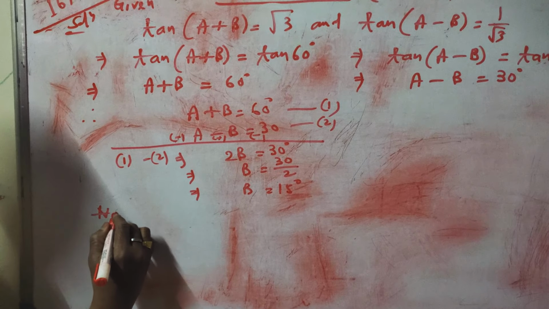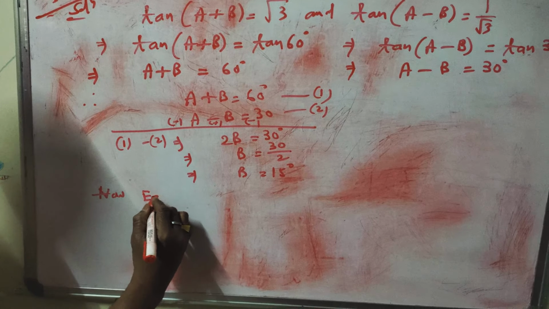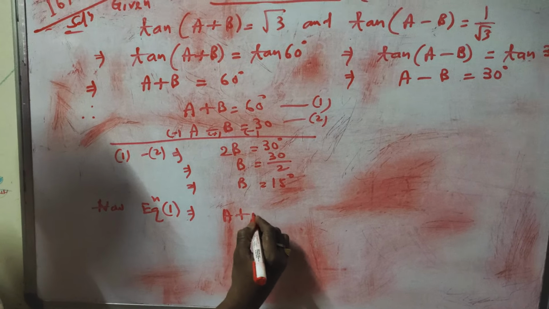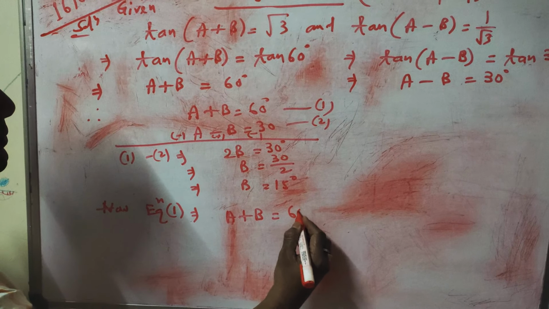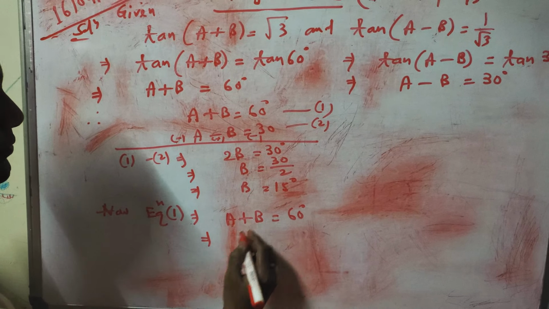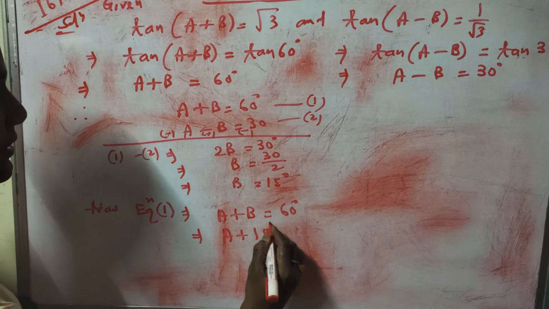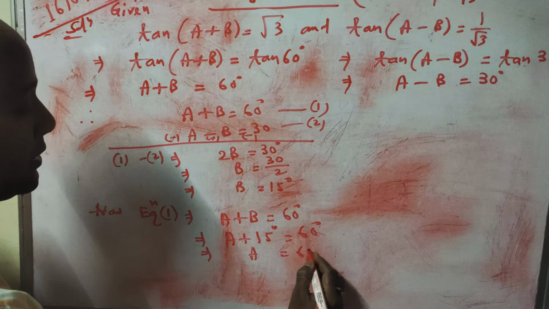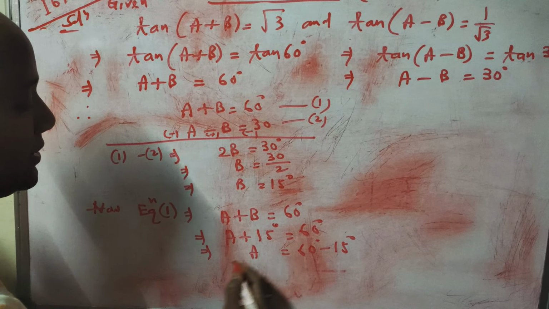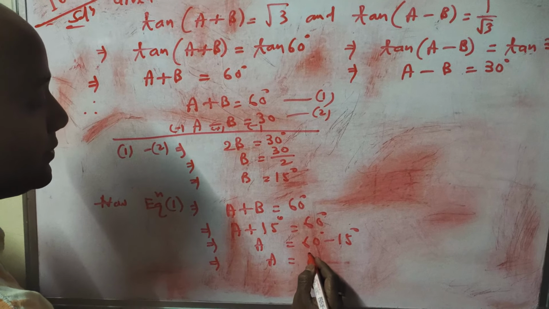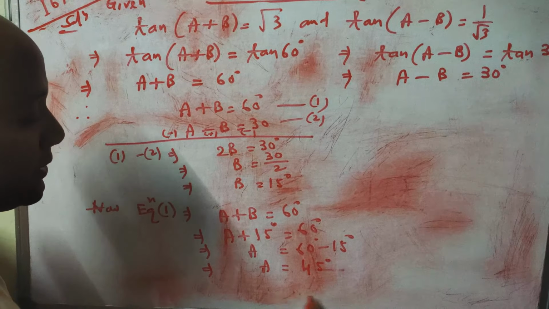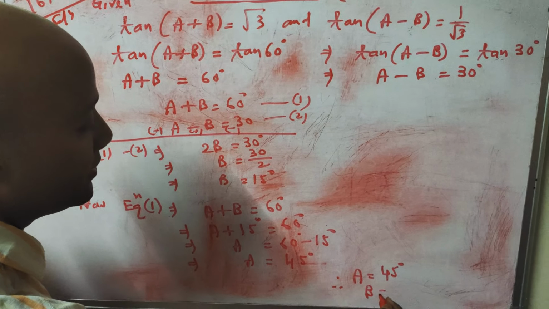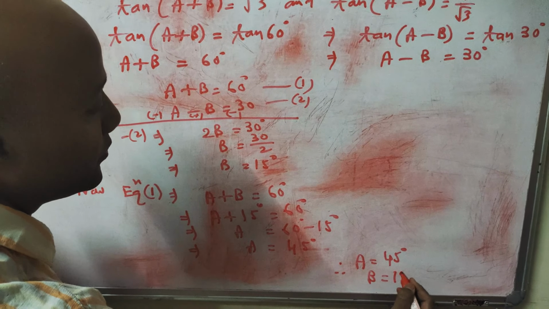Now equation 1 gives a plus b equals 60 degree. Value of b is 15 degree. Therefore a equals 60 minus 15 degree. So a equals 45 degree. Therefore a equals 45 degree, b equals 15 degree.